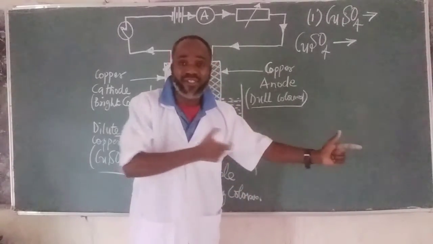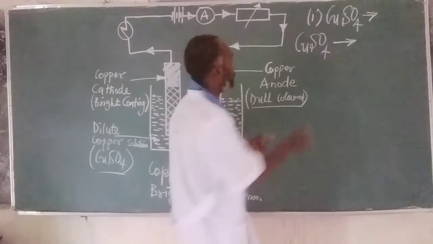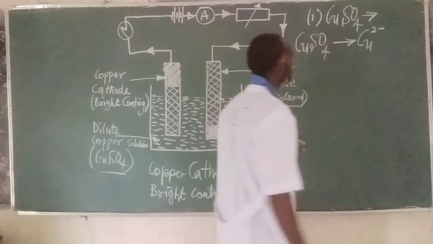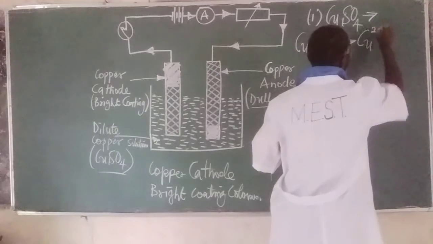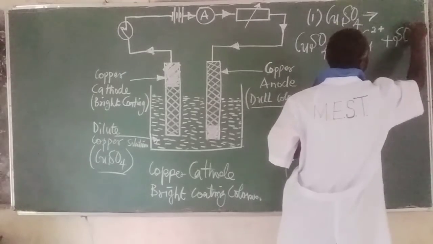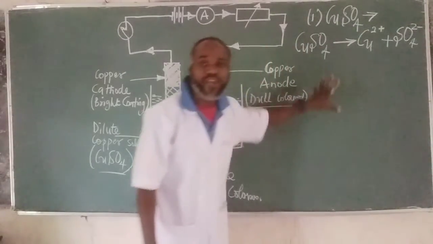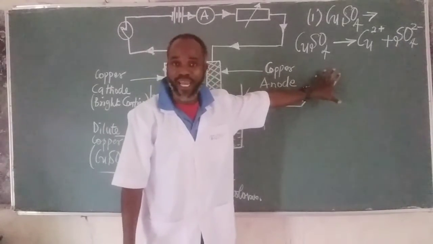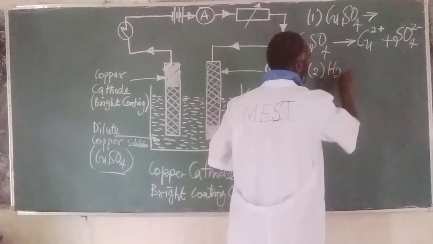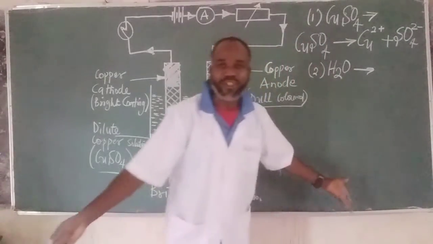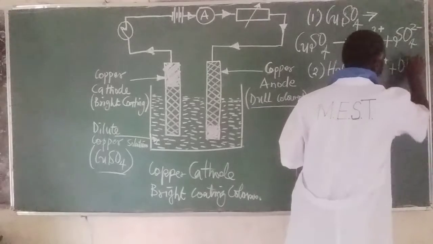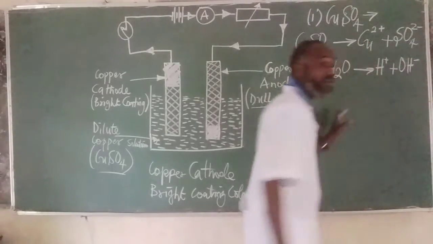There is ionic dissociation. So this becomes Cu2+, and then this dissociates into SO4 2-. Ionic dissociation. That's what happens there. The first one. The second one is water is also involved. So what happens here? Exactly what you know. Hydrogen ions, of course, and then hydroxyl ions. That's what happens at this point.